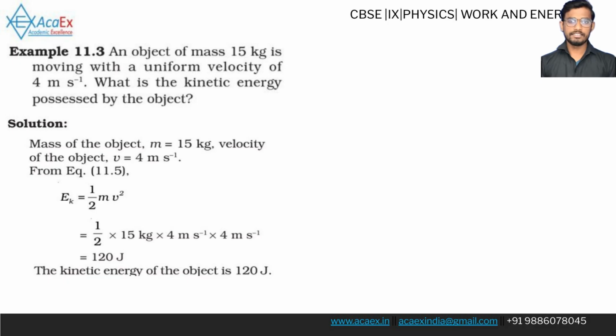An object of mass 15 kilograms is moving with a uniform velocity of 4 meters per second. What is the kinetic energy possessed by the object? Solution. Mass of the object, m equals 15 kilograms. Velocity of the object, v equals 4 meters per second. From the formula, Ek equals half multiplied by m multiplied by v squared. This equals half multiplied by 15 kilograms multiplied by 4 meters per second multiplied by 4 meters per second, which equals 120 joules. The kinetic energy of the object is 120 joules.